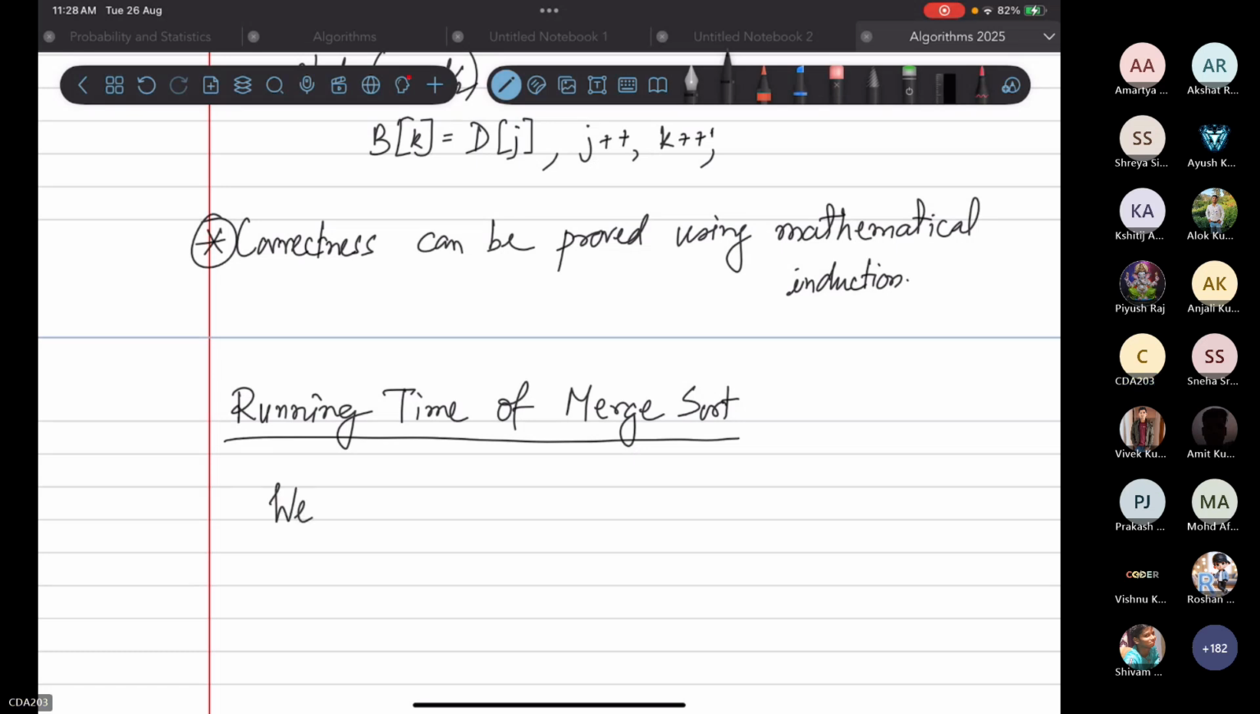We derive a recursive formula for the running time.